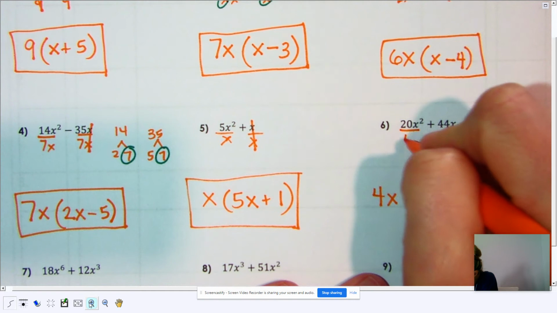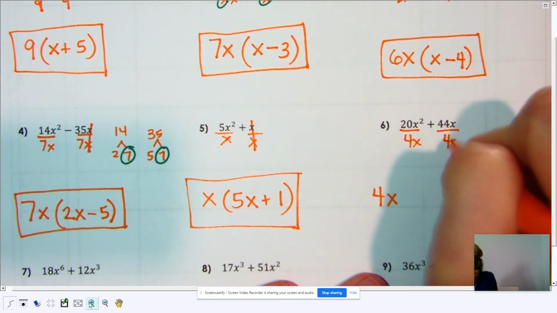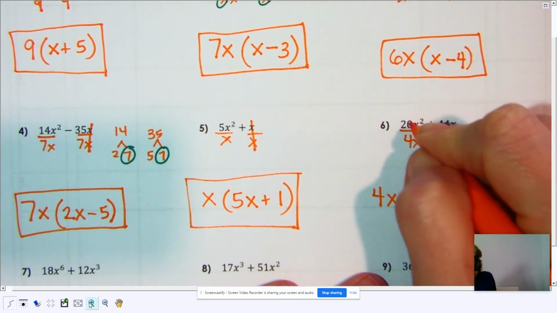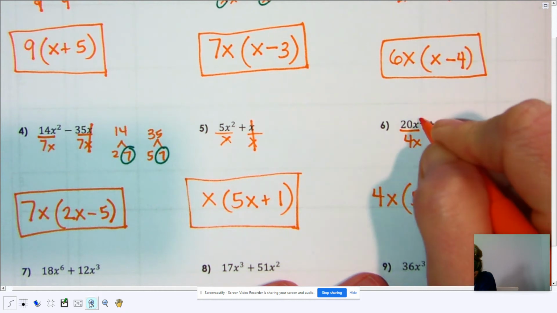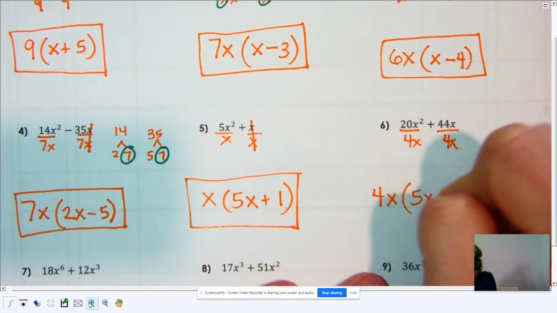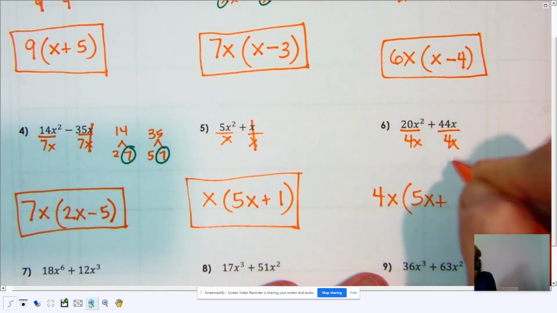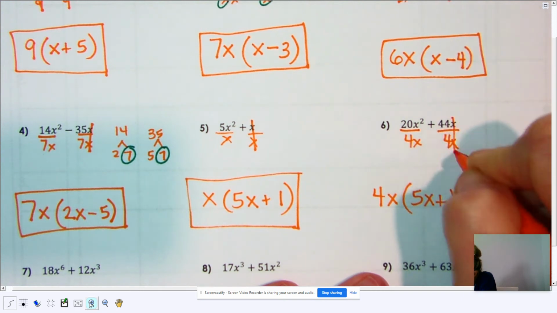So if I divide both of these by 4x, we're going to look, and 20 divided by 4 is 5. I had 2 x's. I'm taking out 1, so there's 1 left. 44 divided by 4 is 11, and the x's cancel.